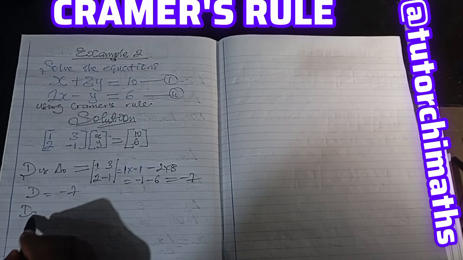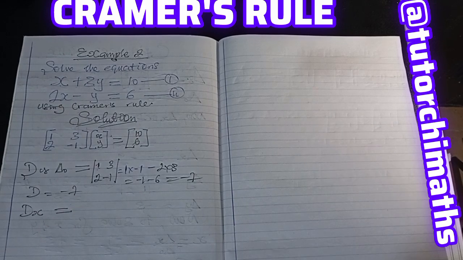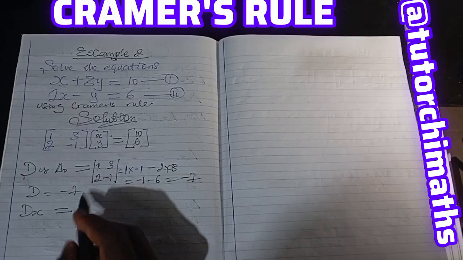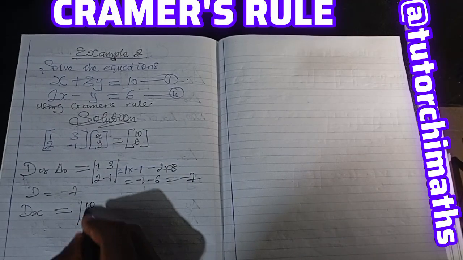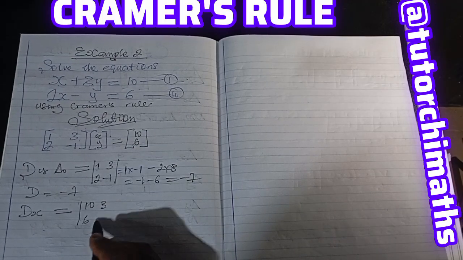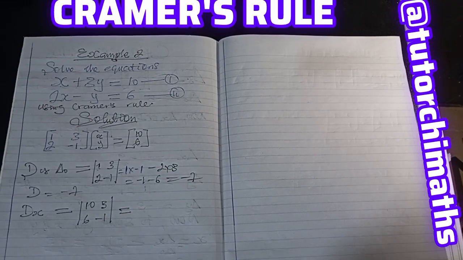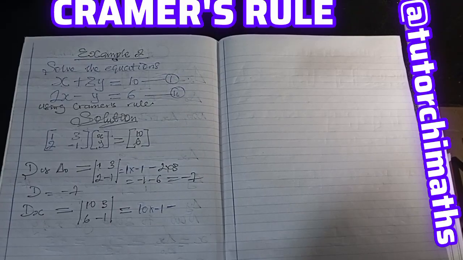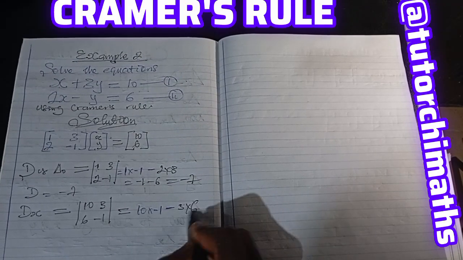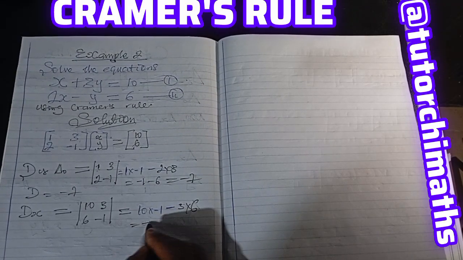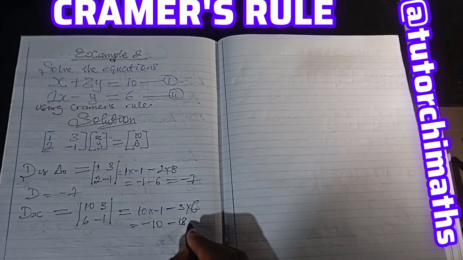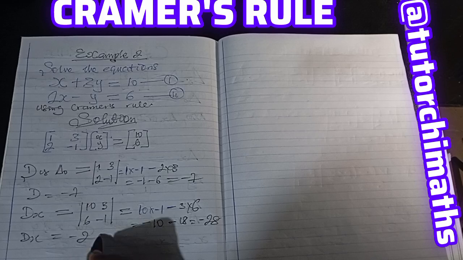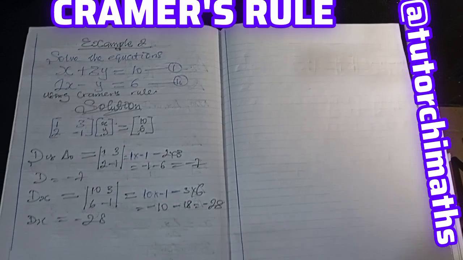So dx now is equal to, we are going to replace the column for x with the constants. So we have here 10, 6. This is 3 and minus 1. This will be 10 multiplied by minus 1, then minus 3 times 6. This will give us minus 10 minus 18. This is minus 28. So change in x here is minus 28.